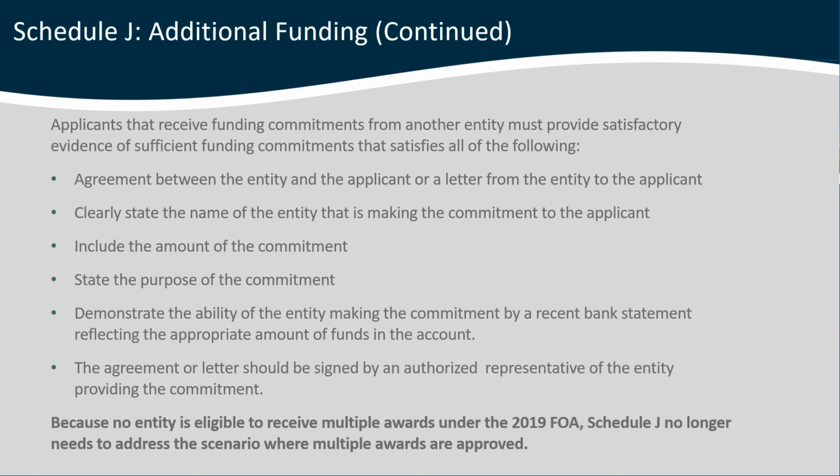Continuing on Schedule J, if you are getting a funding commitment from an external source, you have to provide evidence of that satisfies all of the following. There needs to be an agreement between the entity and the applicant, or a letter from the entity to the applicant, clearly stating the name of the entity that is making the commitment to the applicant, include the amount of the commitment, state the purpose of the commitment, demonstrate the ability of the entity making the commitment by a recent bank statement reflecting the appropriate amount of funds in the account.